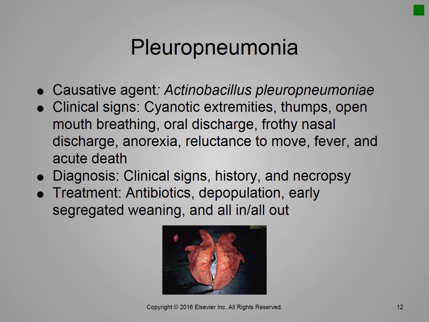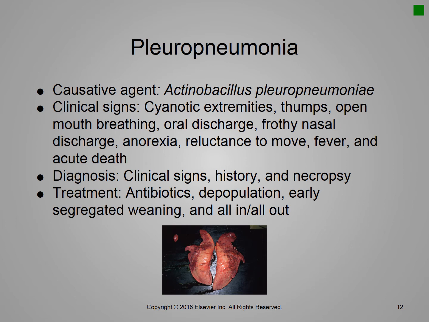Pleuropneumonia. Again, we've got all these pigs concentrated together, so we've got lots of respiratory problems caused by Actinobacillus pleuropneumoniae. And as you would expect with a pneumonia, you're going to have cyanosis, you're going to have thumps. I just love that word, thumps. Open mouth breathing, oral discharge, frothy nasal discharge, anorexia, reluctance to move, fever, acute death can occur with this. Severe upper respiratory and pneumonia signs. You're going to get clinical signs, history, necropsy, pretty typical on necropsy.